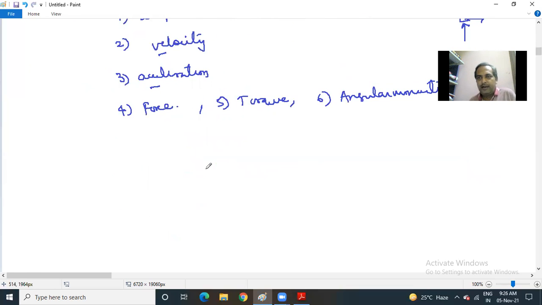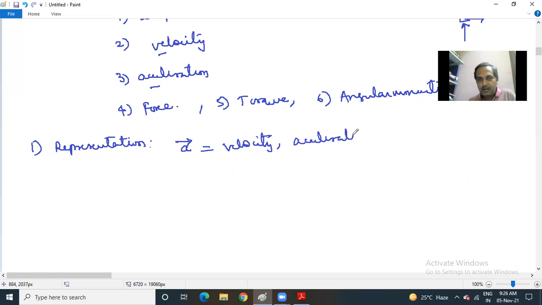So we mainly focus on vectors here. The flow of the chapter will be like this. First, there will be the representation of vector. How do we represent a vector? We write a letter and put a bar over it. Let us say A is a vector. This A can be velocity, acceleration, or displacement. The letter is not the criterion. Any vector you can choose.